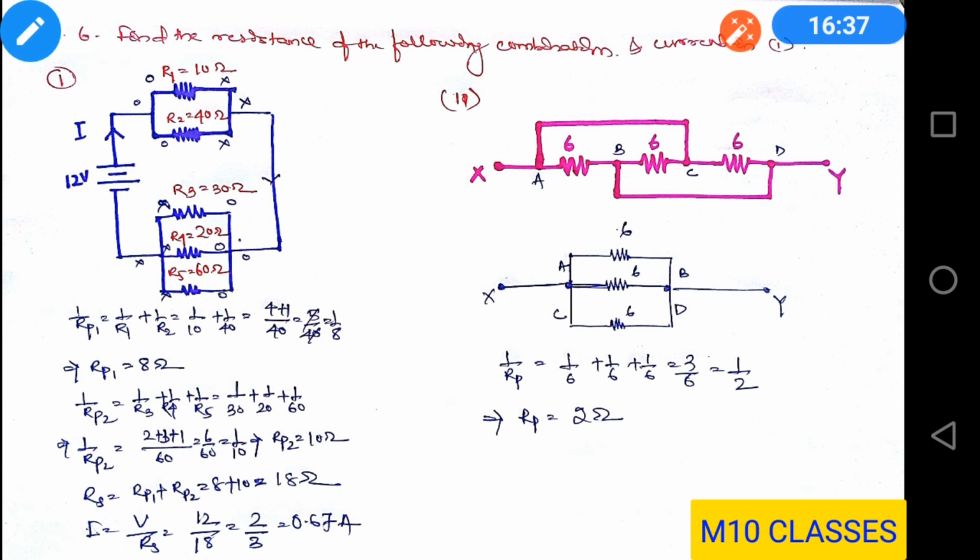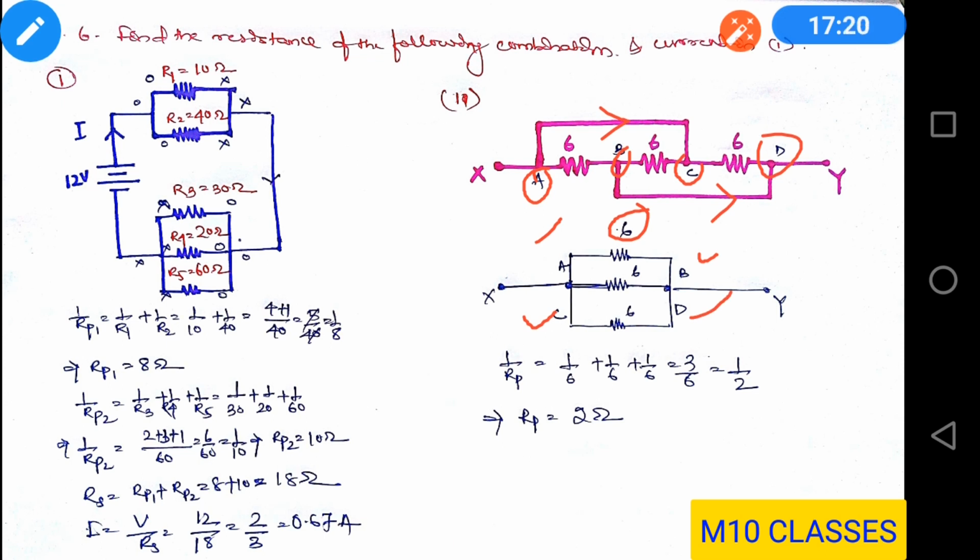Now see here, first let's take A and B. I have taken A here and B here, and in between A and B you have 6 ohm, so let's say this is the 6 ohm resistance. Now in between A and C there is a conducting path, so I'll consider A and C the same point, so I have taken C here. Again, in between B and D there is a conducting path, so I'll consider B and D the same point.